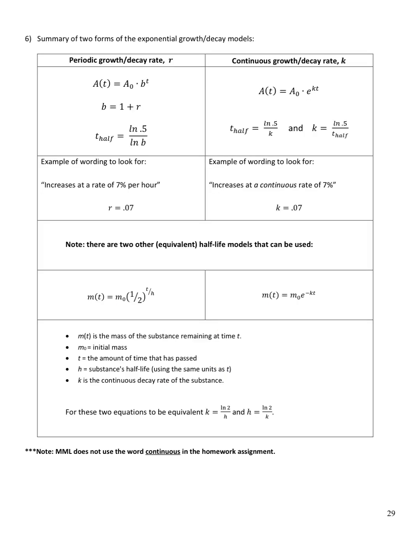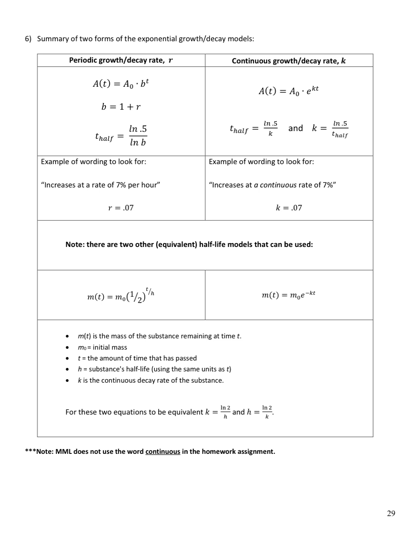To summarize, we have two forms of exponential growth or decay. A of t equals A naught times b to the t, also called periodic growth. And then I have continuous growth, which is A naught times e to the kt. And then we have formulas that can relate b and r. So b is 1 plus r. The half-life is ln of 0.5 over ln b. And in the continuous model, the half-life is ln of 0.5 divided by k, and k is the ln of 0.5 divided by the half-life.